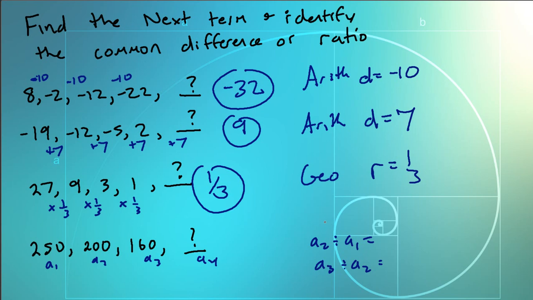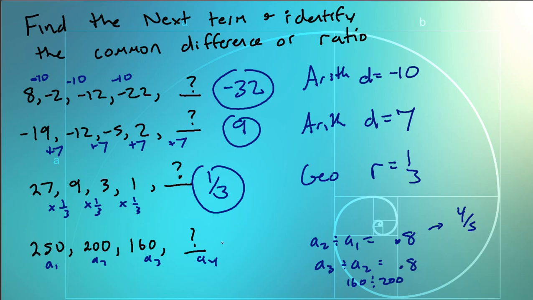I'm going to do 200 divided by 250. And when I put that on my calculator, I get 0.8. Now, 0.8 as a fraction is 4/5. All right, let's see about the next one. A3 divide A2, so I'm doing 160 divided by 200, and I'm hoping I get 0.8 again. And I do. So 0.8.